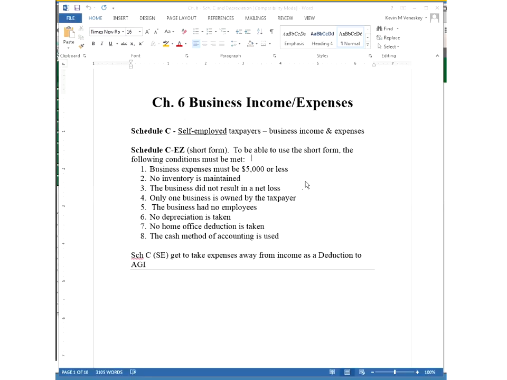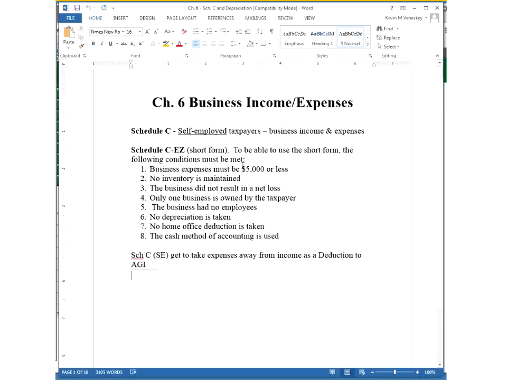So business income, we're looking at Chapter 6 in the book. The first thing I wanted to bring to everybody's attention is the difference between the Schedule C and the short form, the Schedule C-EZ. Schedule C-EZ is very similar to a 1040-EZ, where for those very basic filers who have their own business, you can file this much, much shorter form, and it doesn't go into near the detail that Schedule C would.